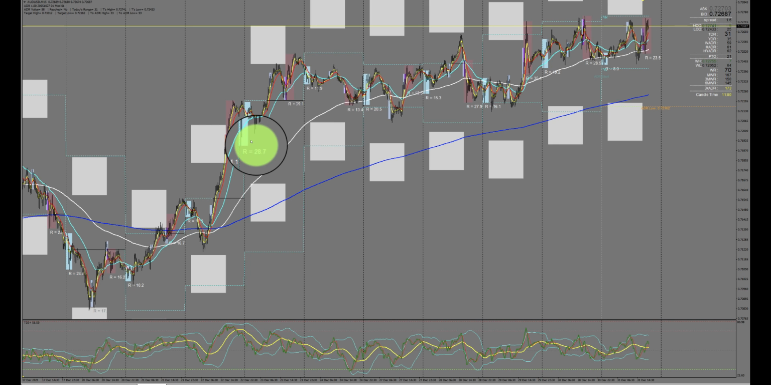3 times ADR does not mean reversal. 3 times ADR means just that, 3 times ADR. It doesn't mean time. It doesn't mean trend change. It doesn't mean, oh, we're in a new trend. It just means you caught one leg, like one push. That's all it means. It doesn't mean we're looking for a trend change.